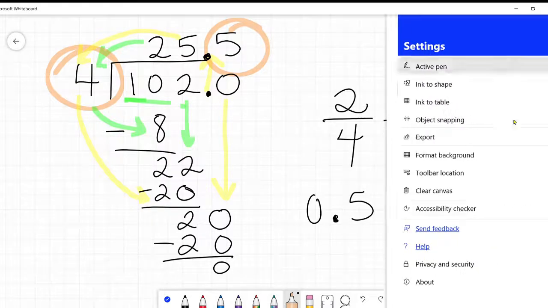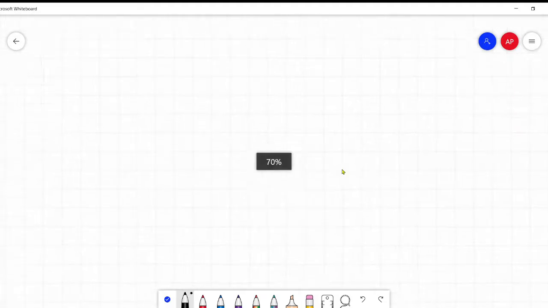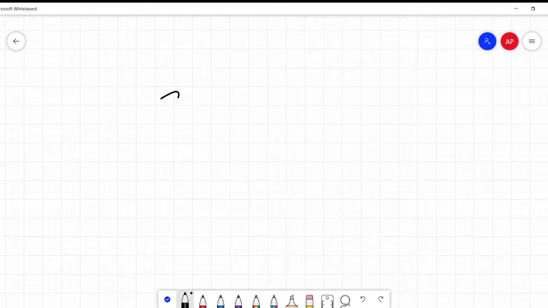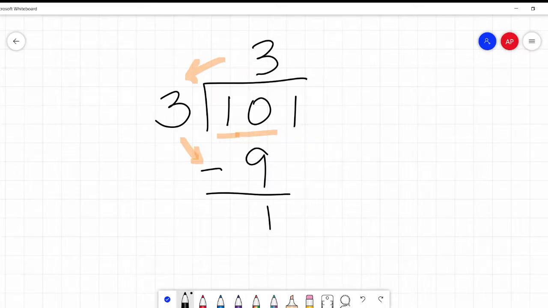Okay, let's try another one of these. Let's say I had something like 3 into 101. Okay, 3 goes into 1? No, it doesn't. Does 3 go into 10? Yes, it goes 3 times. 3 times 3, I write that down, 9. Then I subtract, I get 1.